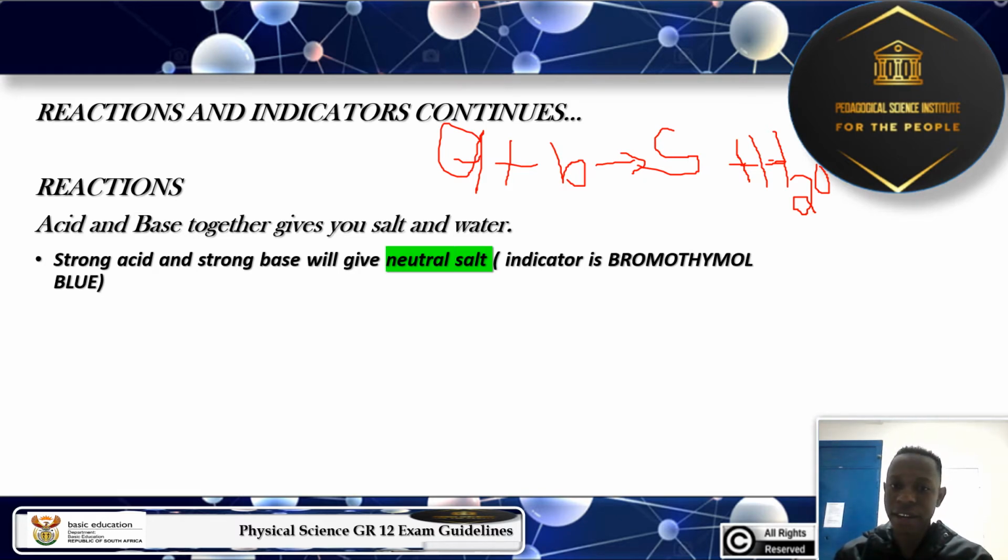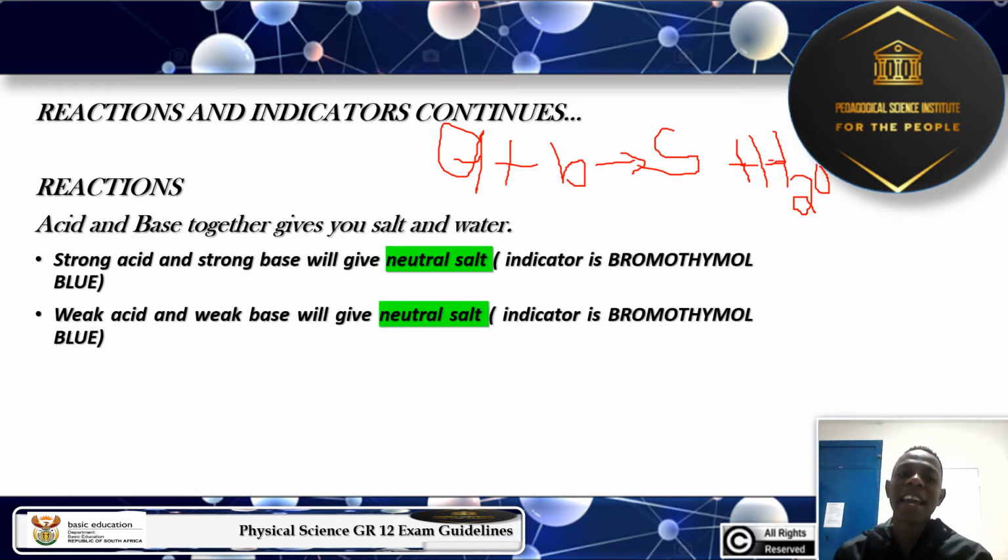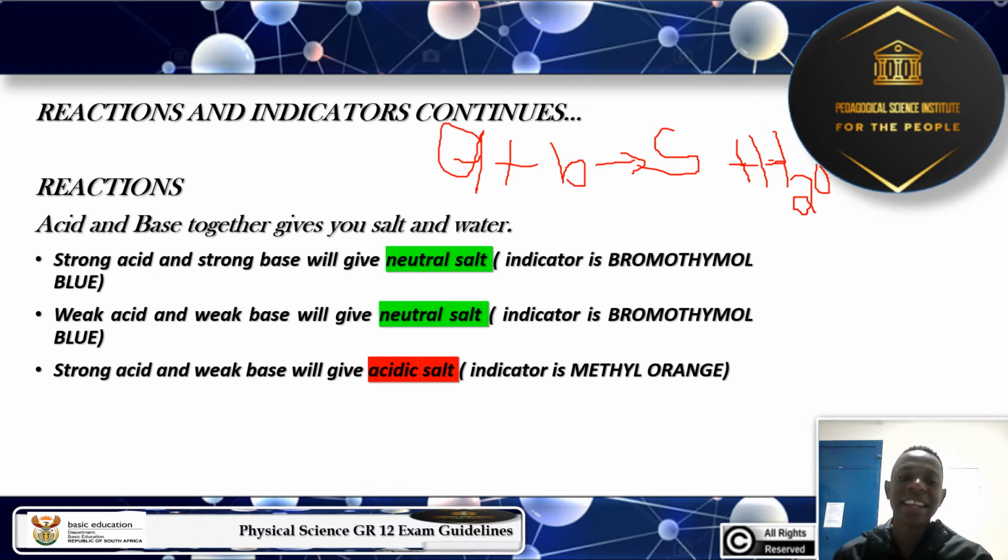So if the acid is a strong acid and the base is a strong base, then the salt is going to be neutral. Strong acid plus a strong base, the salt produced is going to be neutral. If the acid is weak and the base is also weak, the salt produced is also going to be neutral. Then a strong acid and a weak base, because the acid is strong, the salt produced is going to be acidic.